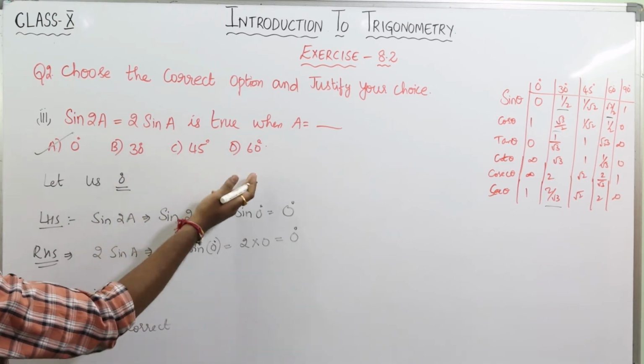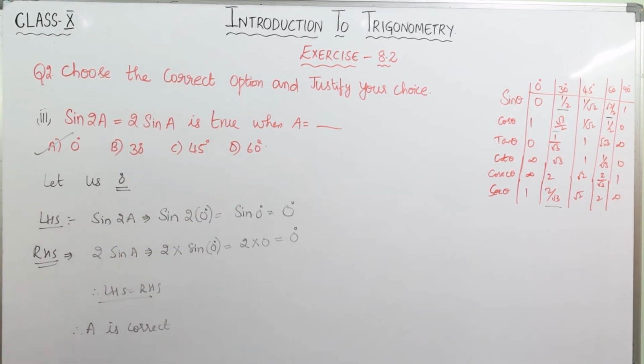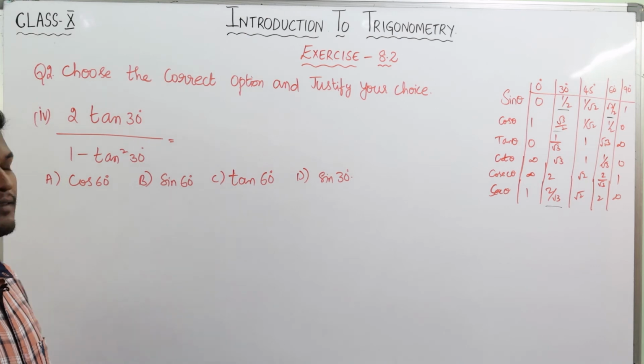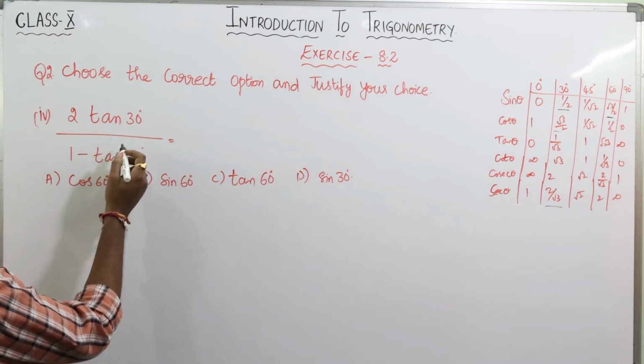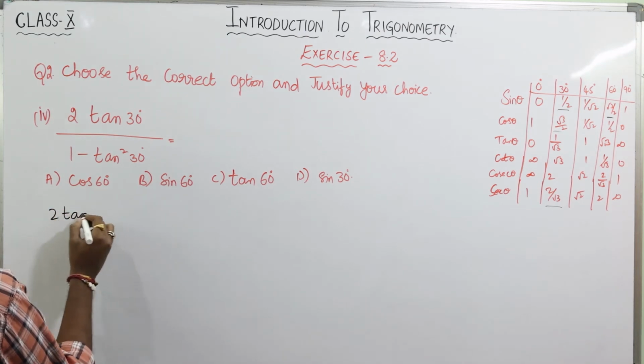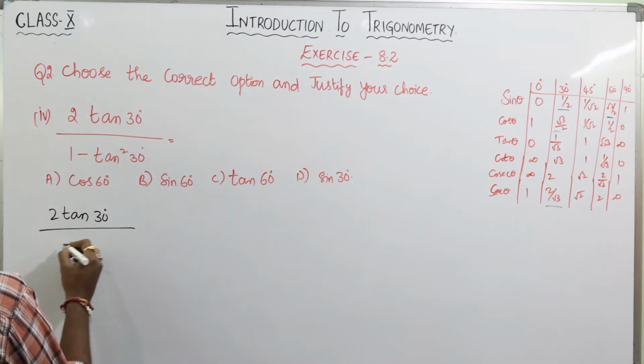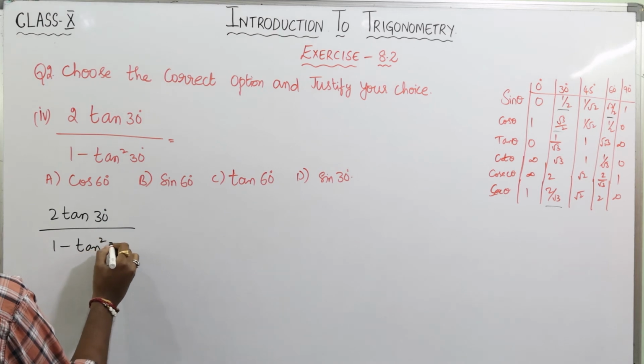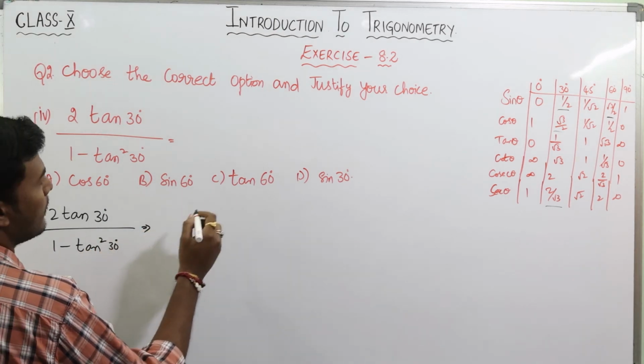You can check for the next, you will be getting it as false. Now the fourth problem of this, that is 2 tan 30 degrees by 1 minus tan square 30 degrees. So let us consider 2 tan 30 by 1 minus tan square 30 degrees. So what is the tan 30 value?